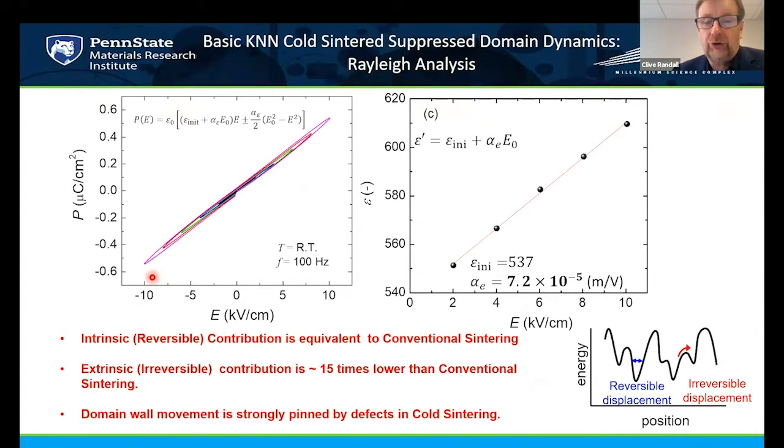That inability to switch the domain structures is reflected in the Rayleigh analysis and the alpha coefficient. So the intrinsic part is the same. It's basically equivalent to what you would normally see with the relative permittivity. It's in the nonlinear effects that you have a very, very strong pinning, and that alpha coefficient is sometimes 15 times lower than the conventionally sintered KNN.